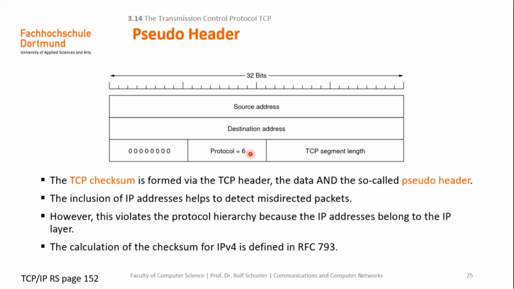The inclusion of IP addresses helps to detect misdirected packets in order to avoid that kind of error. However, this violates the protocol hierarchy because the IP addresses belong to the IP layer. In fact, this could present some problems. The calculation of the checksum for IP version 4 is defined in RFC 793.